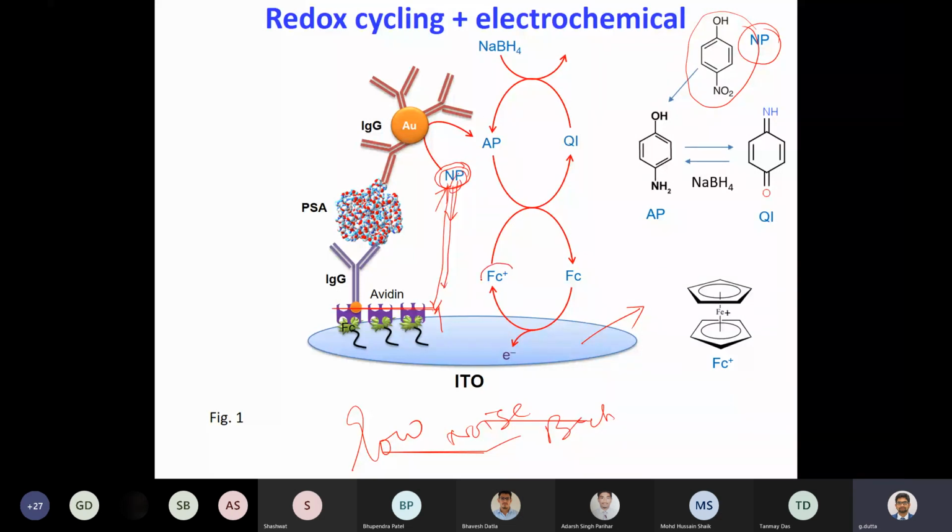Here Fc plus is a starting material, right? And sodium borohydride is a starting material. In this mixture, NP is producing AP, and AP reacts with Fc plus and produces Fc0, and Fc0 is oxidized on the surface and generates the electron. So NP is a starting reagent, NaBH4 is a starting reagent. So NP plus sodium borohydride, NaBH4, plus Fc plus: these three are the starting reagents.